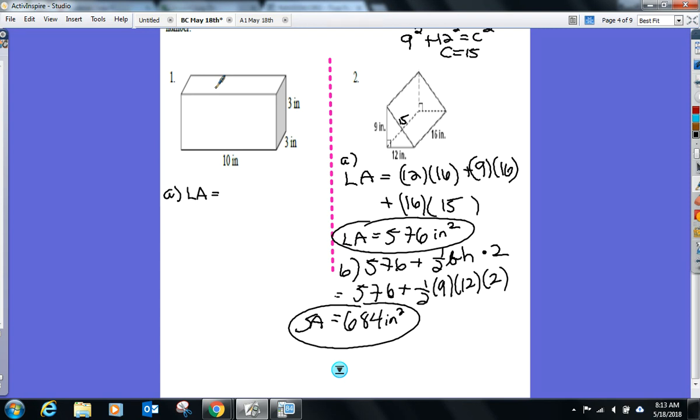Okay, so the lateral area then? What are the dimensions of the face on the right and the left? 3 by 3, and I know I have 2 of them that are the same. Plus front and back faces, 10 by 3, and I have 2 of them. And I'm not counting the one on the top and the bottom because I'm considering those my bases. And in lateral area, you do not consider the bases when calculating it.